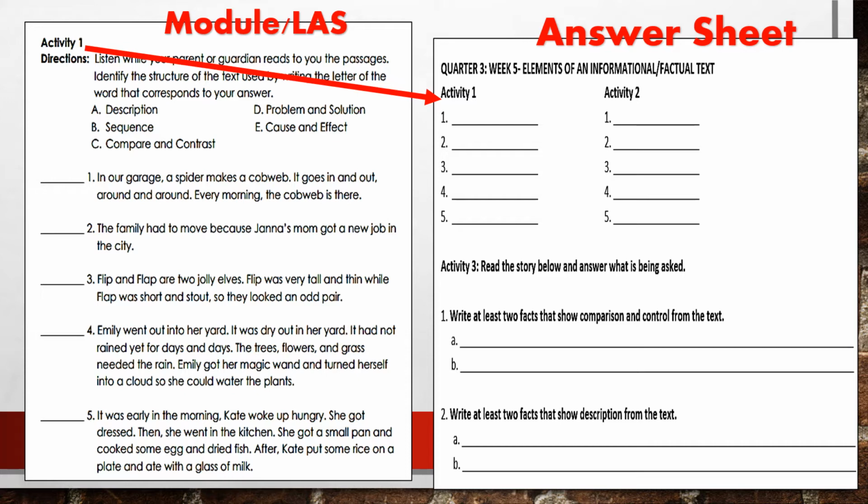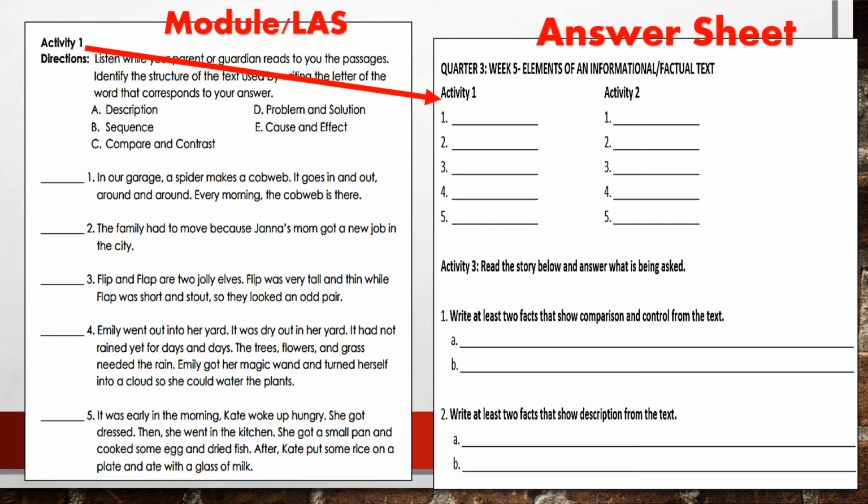Now, grade 3, what do you think is that? Is it A, description, B, sequence, C, compare and contrast, D, problem and solution, E, cause and effect? What do you think is it? If your answer in number 1 is letter A, description, it's correct. Number 1 is letter A.